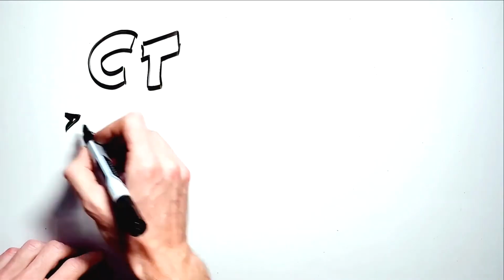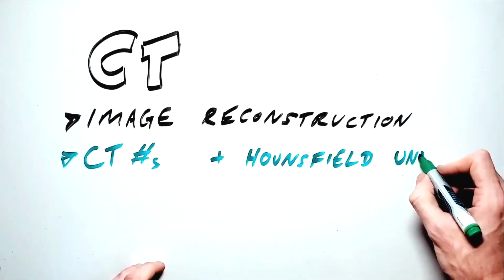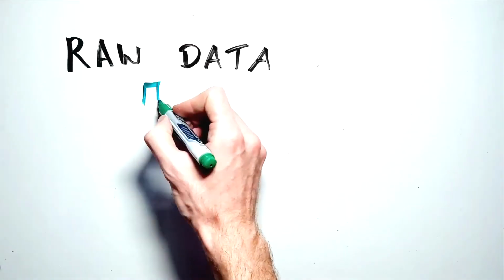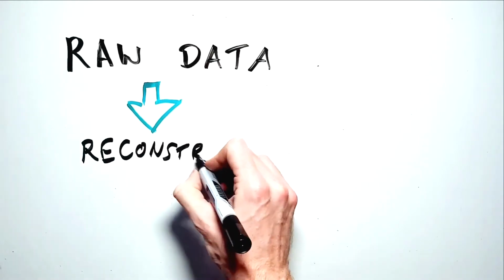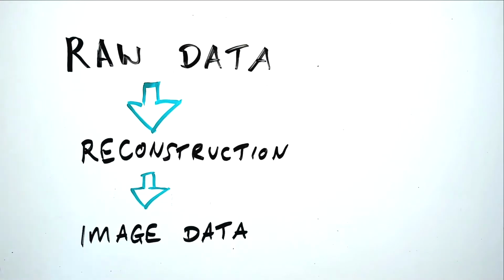In this video, we'll discuss image reconstruction, CT numbers, Hounsfield units, and window width and window level in CT. Data collected by the detector in its most basic form is referred to as raw data. This data is then reconstructed into image data.